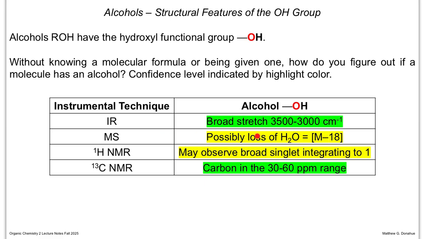Mass spec. We haven't talked too much about fragmentation, but if you have the parent mass, if you subtract 18 from that, which is the molecular weight of water, and you see a fragment signal, that's a mild indicator that there's an OH group in there.